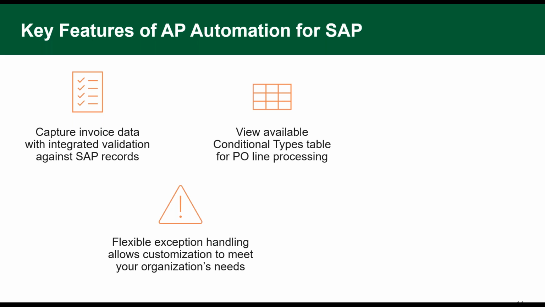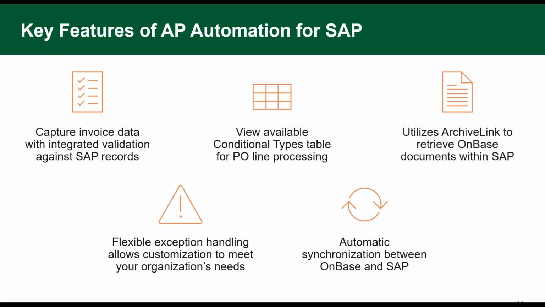You can also really arm yourself with the data that you need provided by SAP by viewing those conditional types. There's a table there that's accessible within OnBase. So as you're doing the PO line processing, all the information that you need is front and center. And then there's that automatic synchronization between OnBase and SAP again. So we're making sure that the data is accurate in both places, so you can really trust what you're looking at. And then, as I mentioned before, as we segued into this section, this does utilize Archive Link to retrieve OnBase documents within SAP. So all the info is right there at your fingertips.